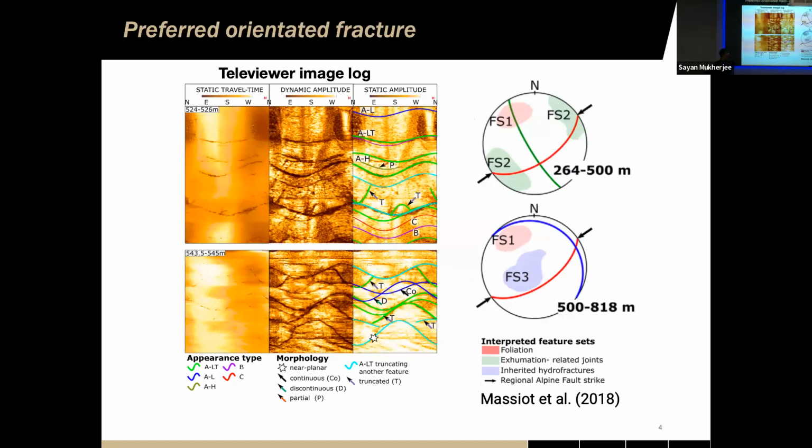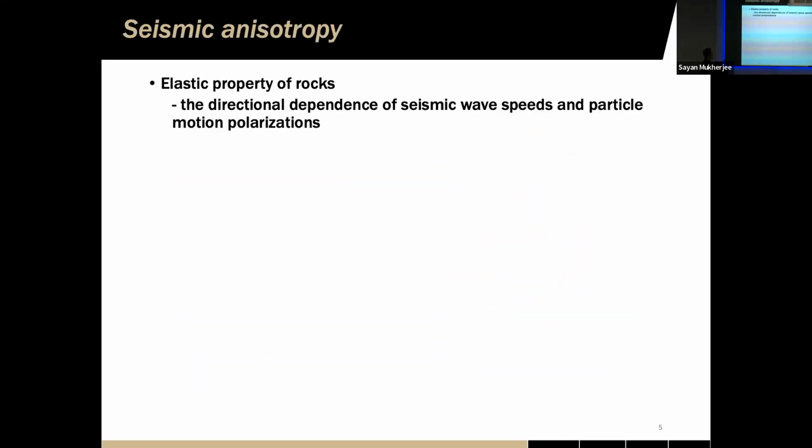But I think what we can take away from here is indeed a pretty damaged area, and there are fracture sites, and not just one fracture site. There are multiple fracture sites in this area. And so all these fractures tend to introduce anisotropy to the rock. And anisotropy, especially seismic anisotropy, is an elastic property of rock. And they say that the seismic wave speed and the particle polarization will be direction dependent.